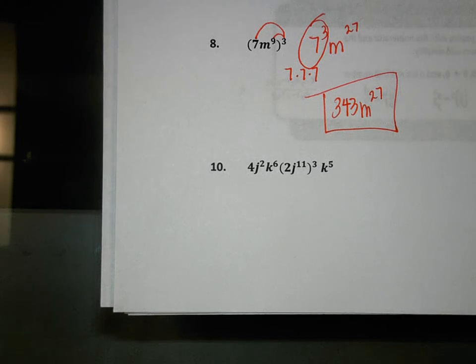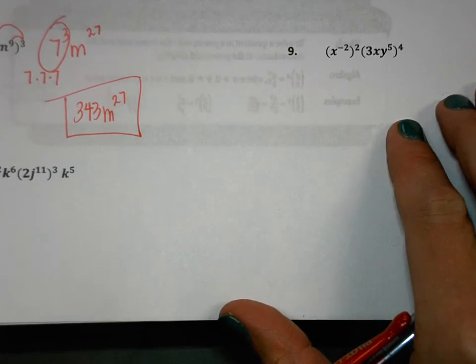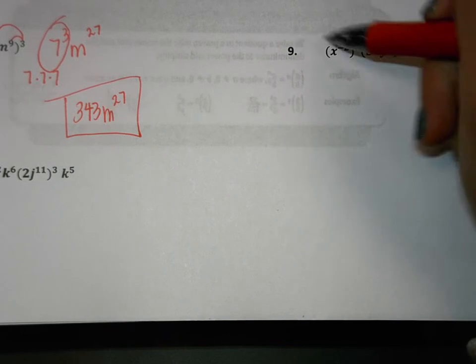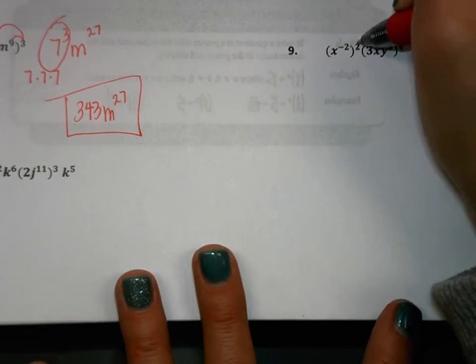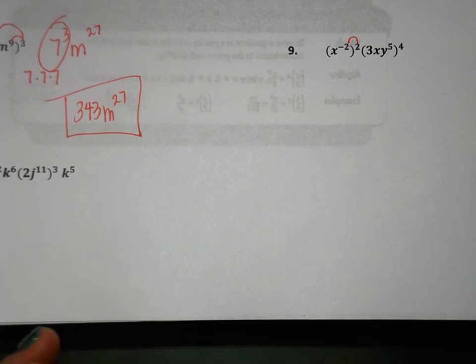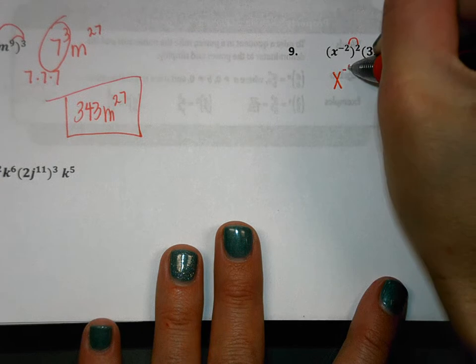Okay. Number 9. Okay, so notice we have 2 separate sets of parentheses here. This 2 goes through whichever parenthesis it's touching. So this 2 is going through this parenthesis, and the only thing there is the x to the negative 2, and that makes what? Good, x to the negative 4.